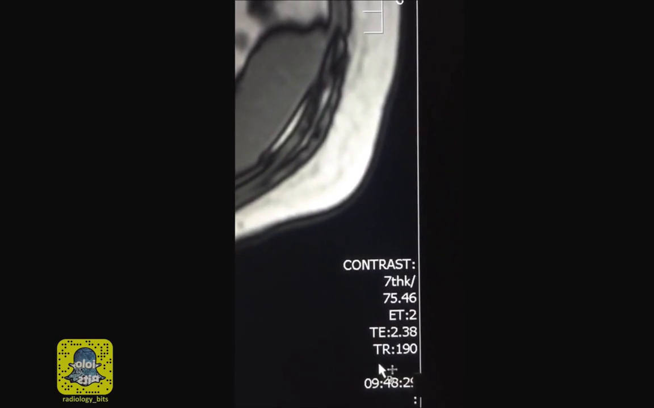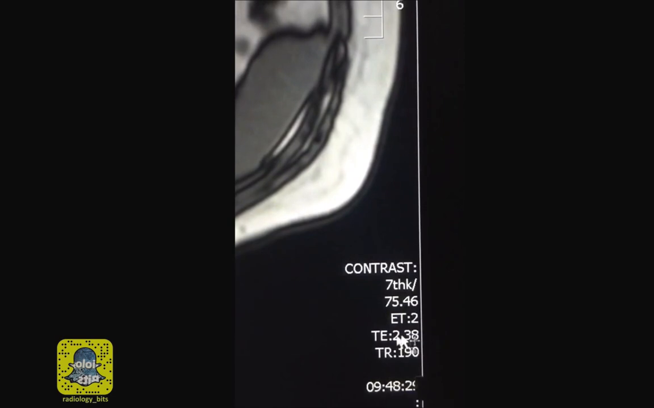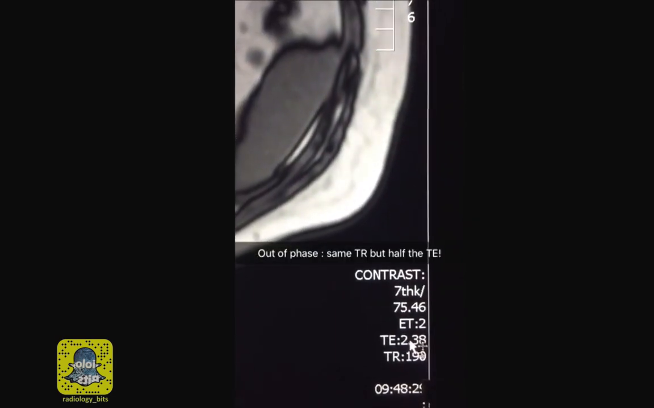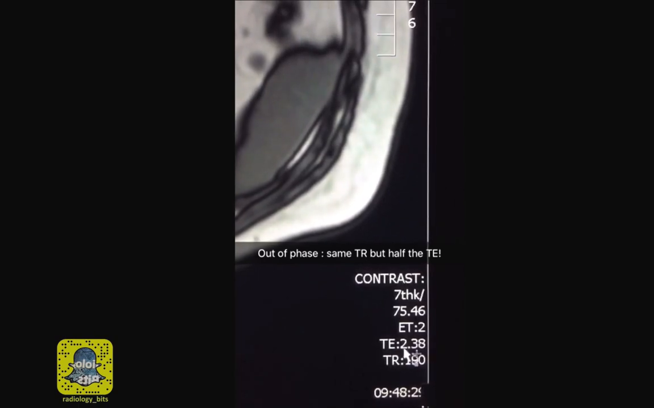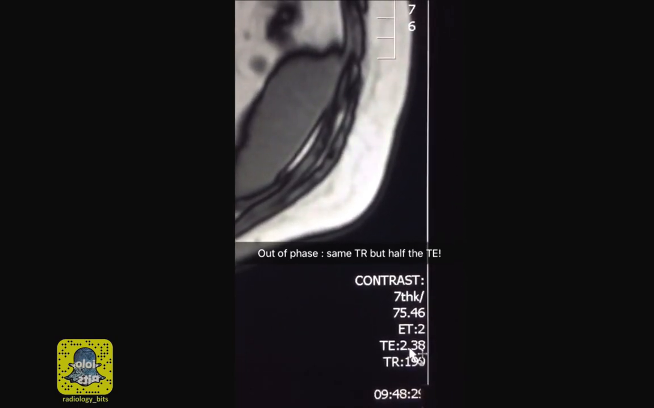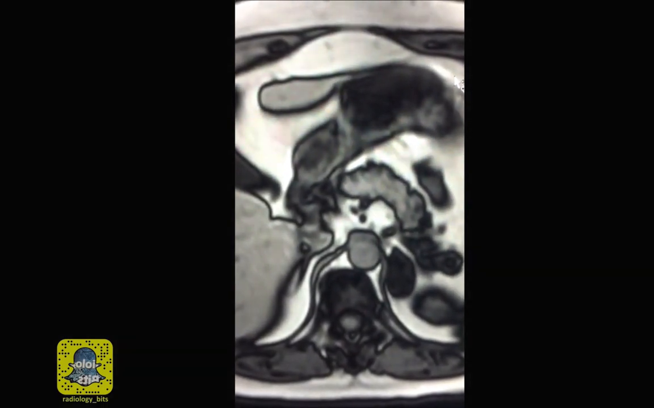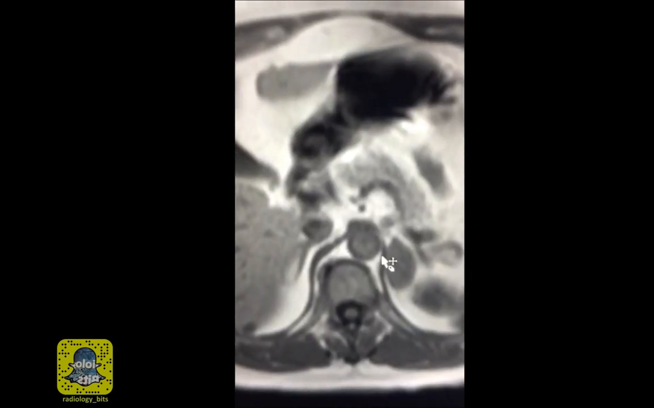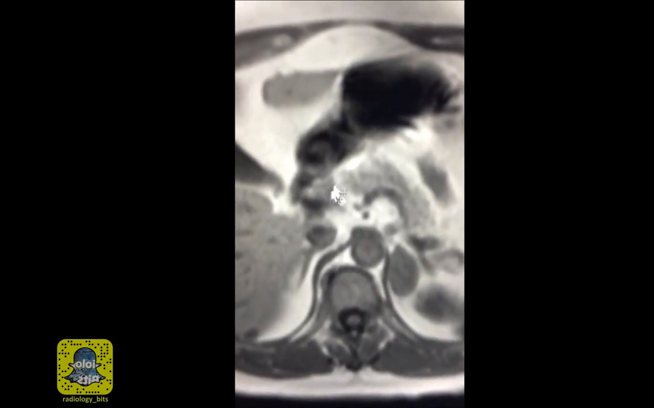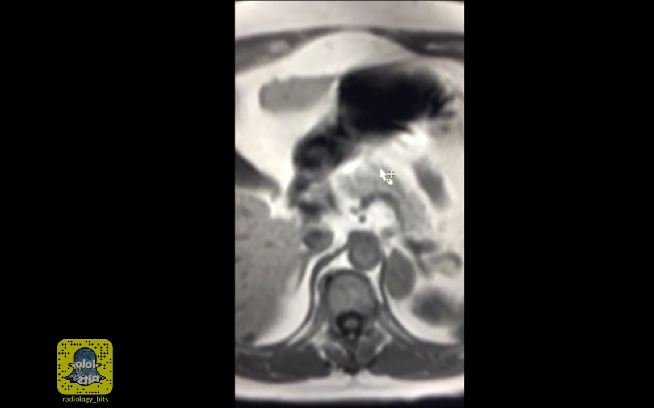And if you look at the parameters of this out of phase T1 sequence, you'll notice that the TR is fixed, but the TE is decreased by half. So on this out of phase sequence, the TE is about 2.3 or 2.4. That's why chemical shift imaging is also called in and out of phase imaging. Now let's go back to the T1 in phase sequence and see how this is useful.